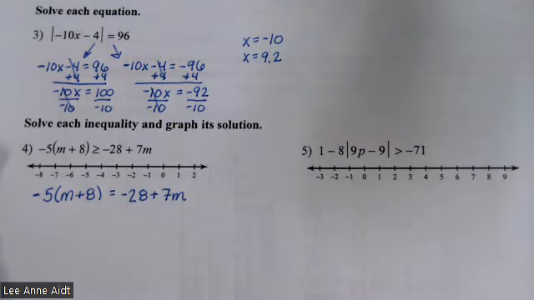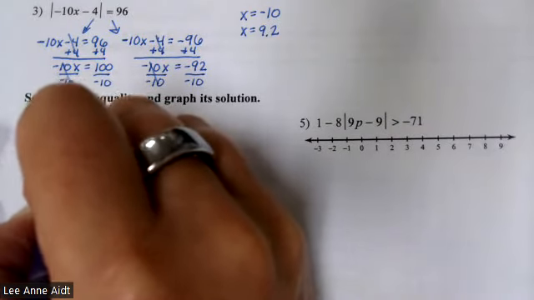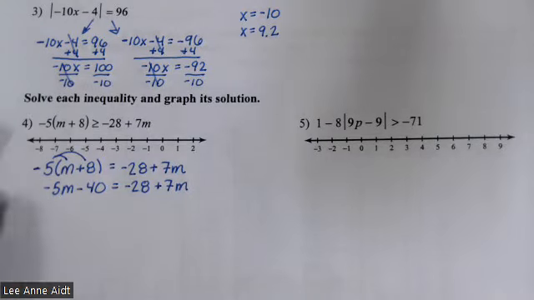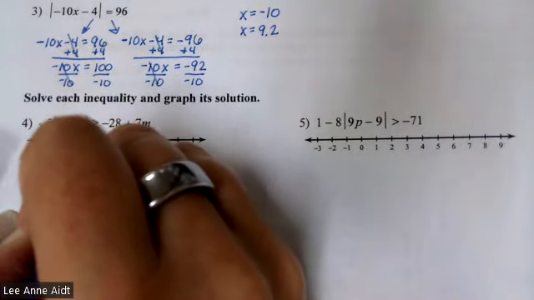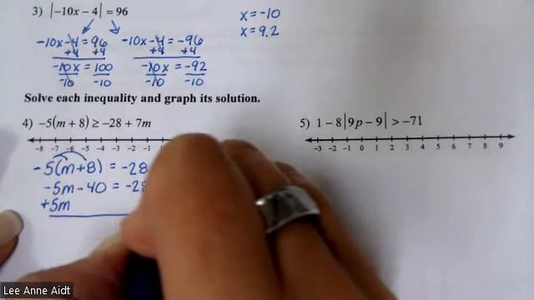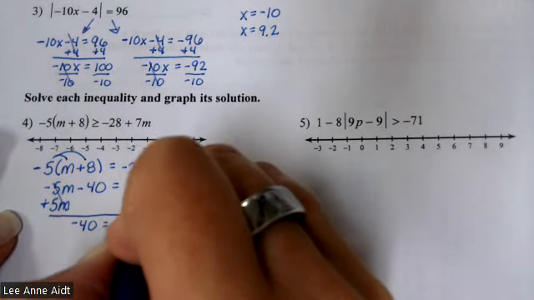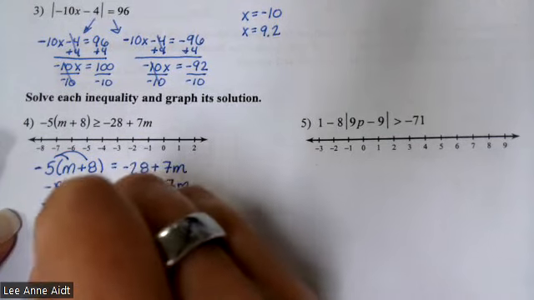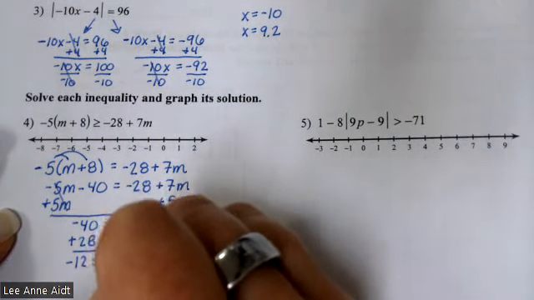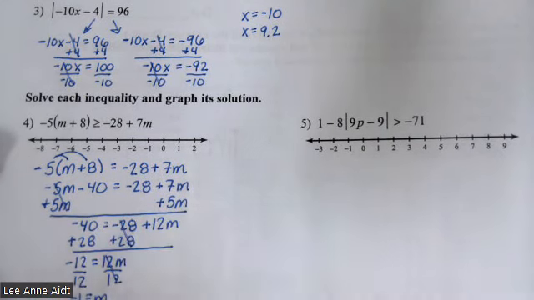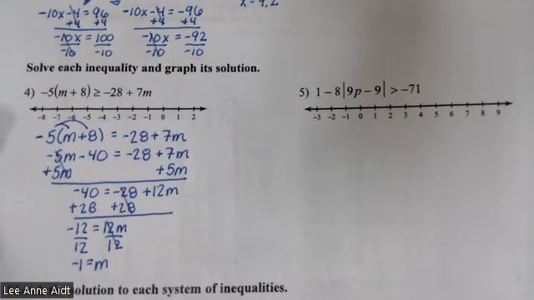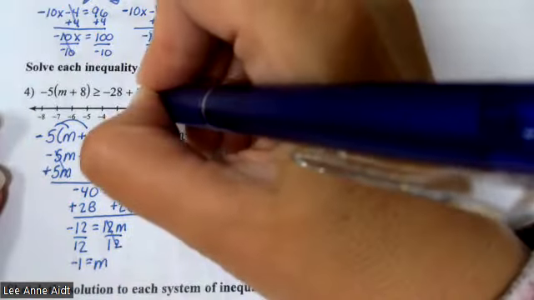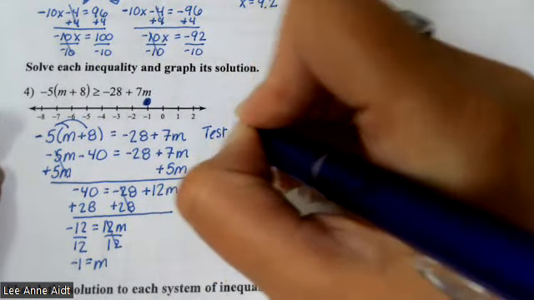Okay, step 1, inequality, pretend that it's equals. Step 2 is solve. Closed. And test 0.